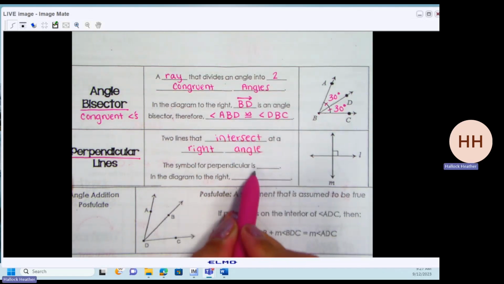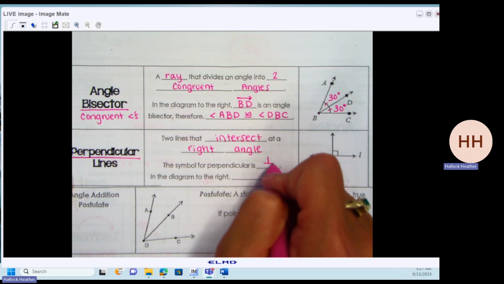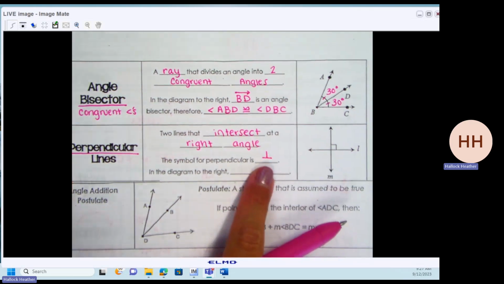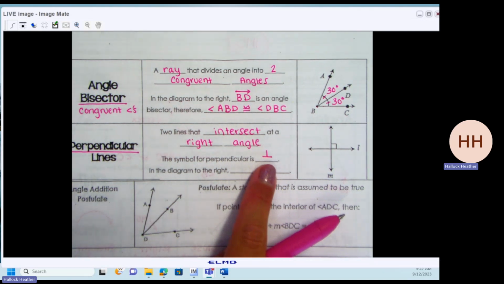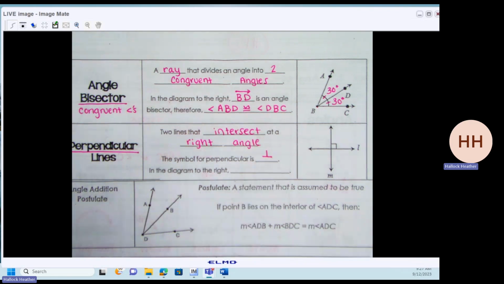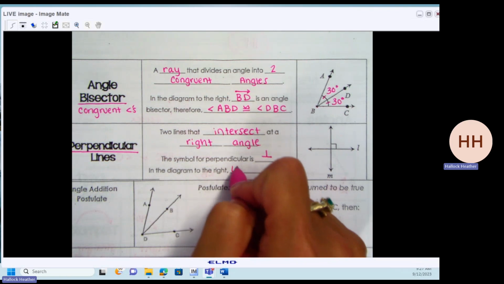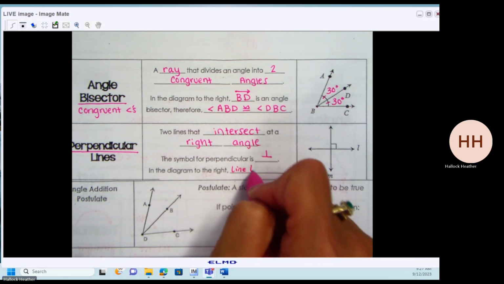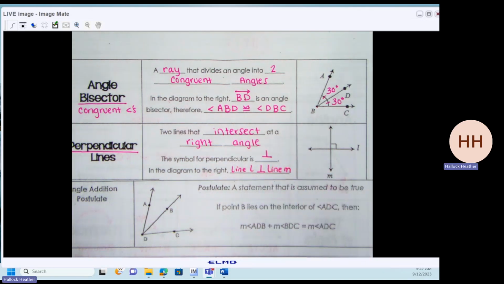The symbol for perpendicular, which you should have seen last year, so this should be familiar, is an upside down capital T. An upside down capital T represents perpendicular. Like I said, math people are lazy. So instead of writing the word perpendicular, we use an upside down capital T because it's creating a 90-degree angle. In the diagram to the right, we would say line L is perpendicular to line M.